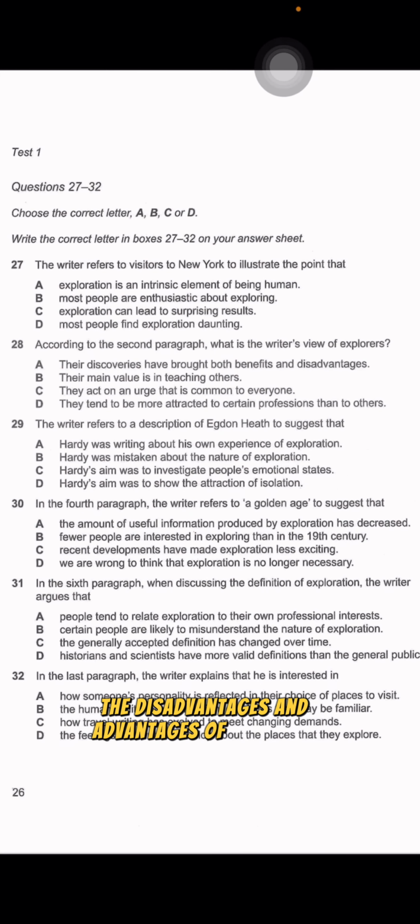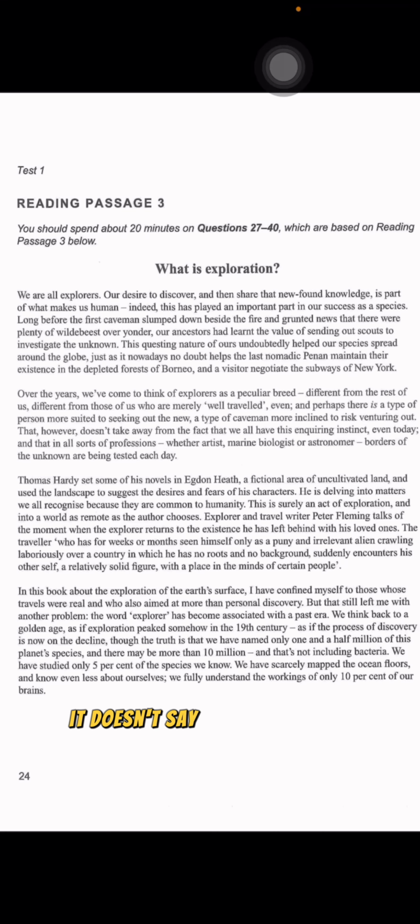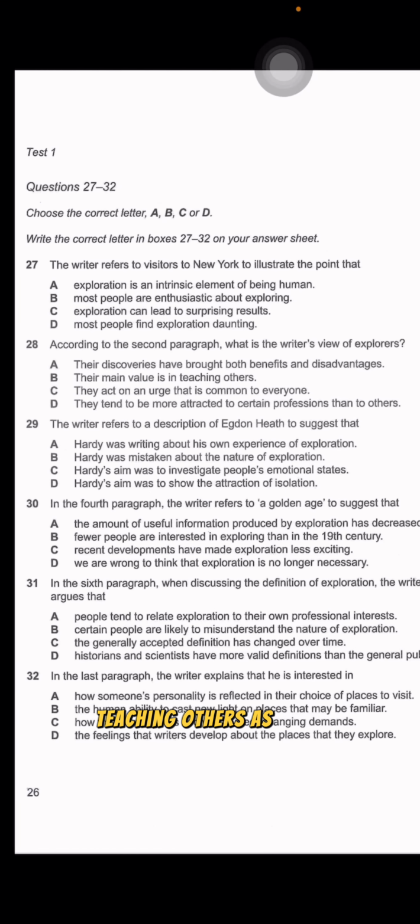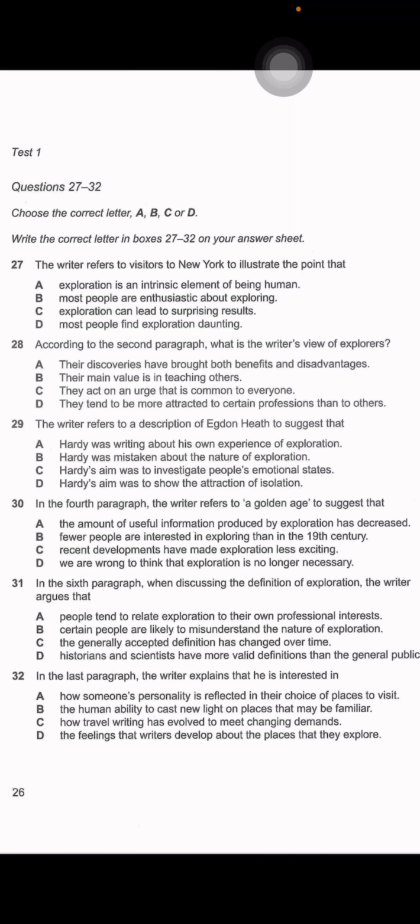The paragraph doesn't mention anything about the disadvantages and advantages of exploring. Their main value is in teaching others. It doesn't say anything about teaching others as well. They act on an urge that is common to everyone. The explorers act on an urge that is common to everyone. That maybe they tend to be more attractive to certain professions than to others.